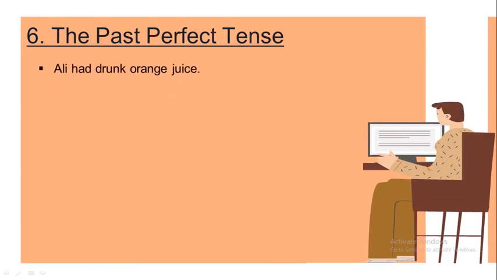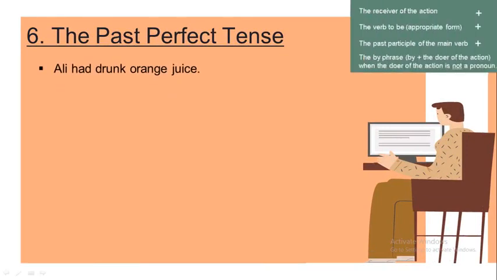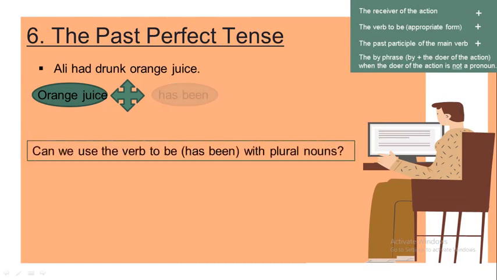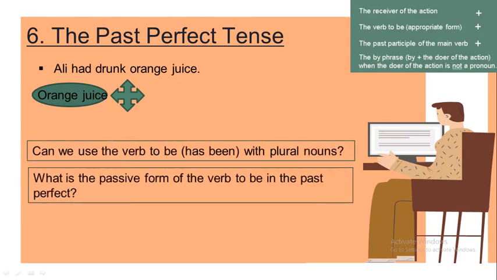Ali had drunk orange juice. We will follow the same rule starting by the receiver of the action, which is orange juice. And after that comes the verb to be in its appropriate form. But can we use has or have been? Of course not. So, what form of the verb to be are we going to use?